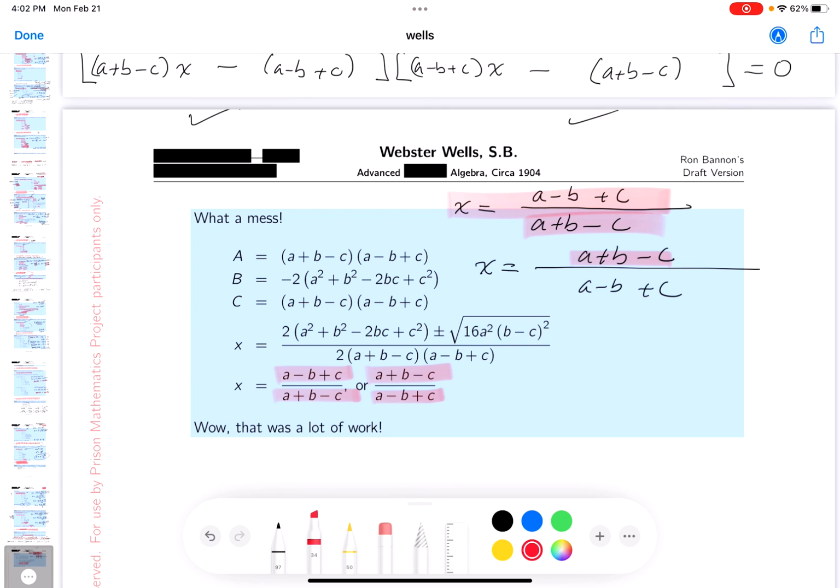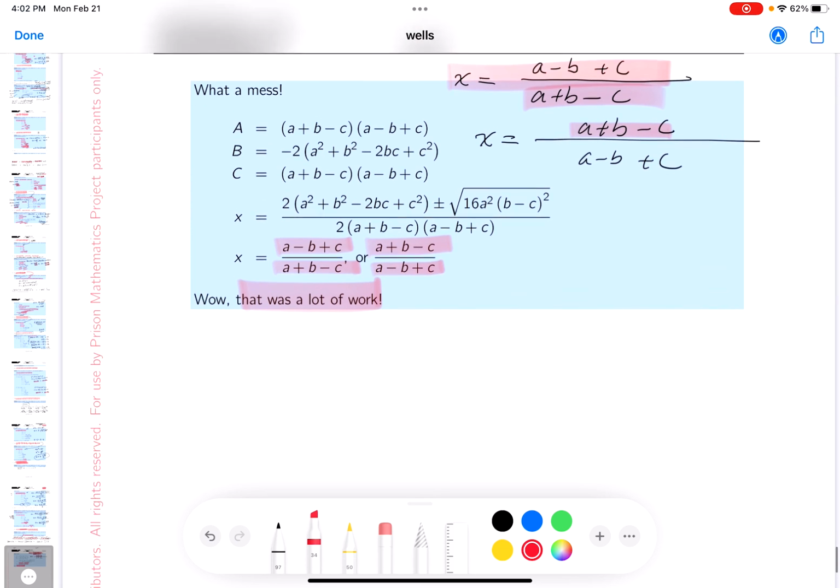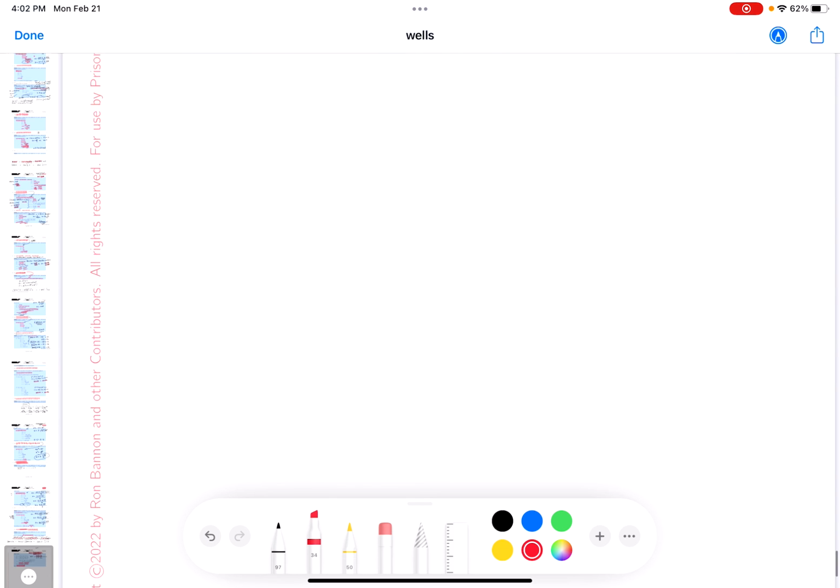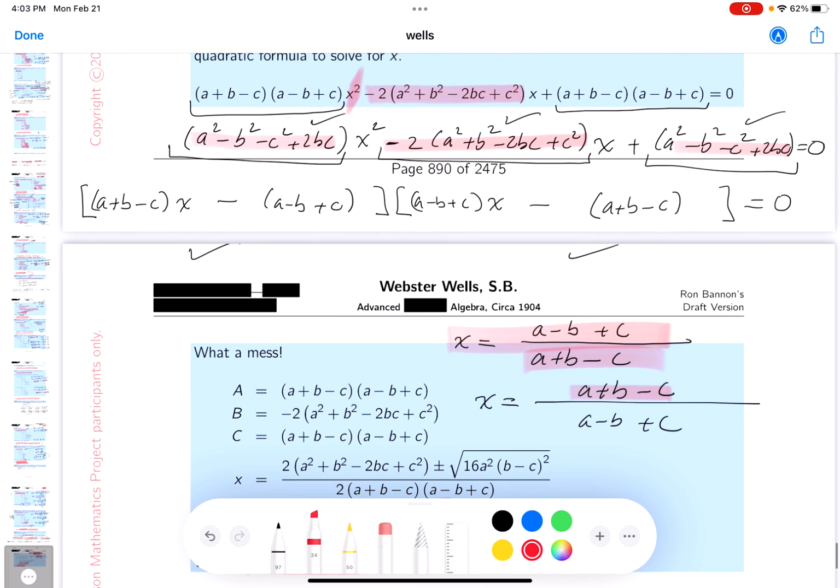All right? So, I say a lot of work. I did the work, though. I did the quadratic, and the quadratic also resulted in this. All right? That brings us to the end of the problem set. But as I say, it's never over.